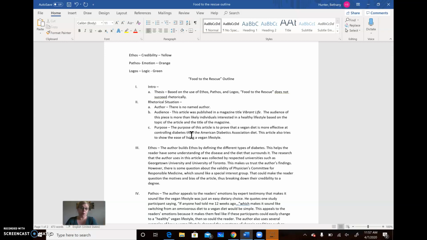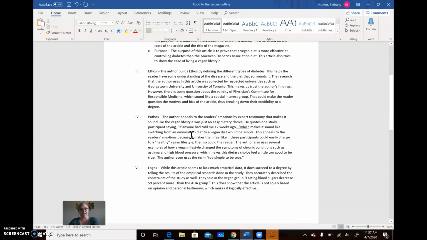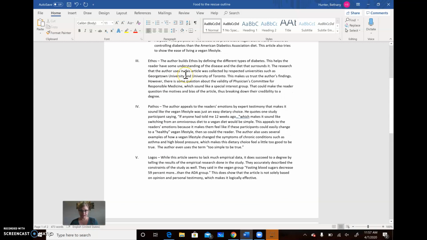So there's one paragraph. My next paragraph is ethos, and that's talking about the author's credibility. Basically I went through all the things that they did, and I didn't mention every single thing, but I talked about the things that really stood out to me. Like, they defined a lot about diabetes. They defined what a vegan lifestyle was. So they did have an understanding, so that builds their ethos. And then they also had information that was collected from respected universities, Georgetown, University of Toronto, and that makes us trust them, right?